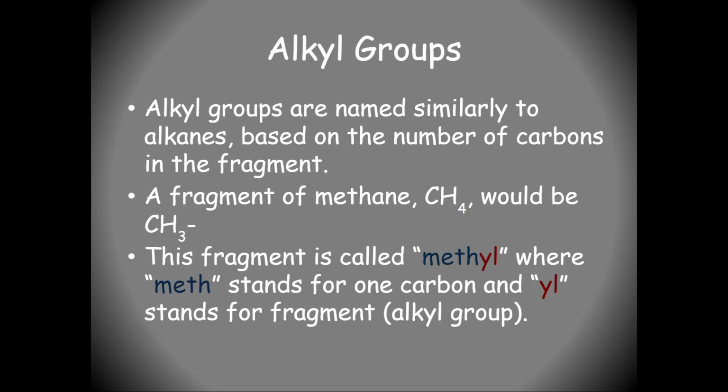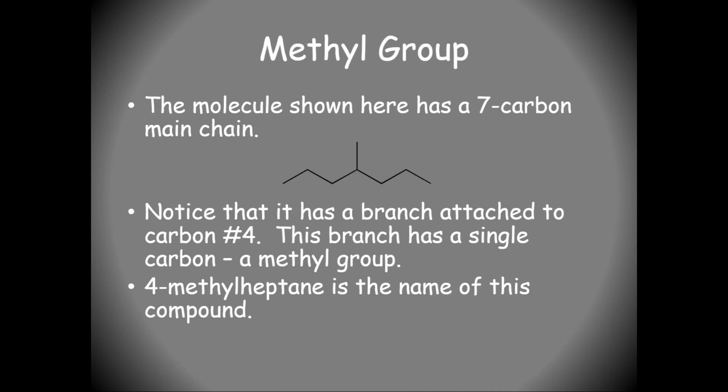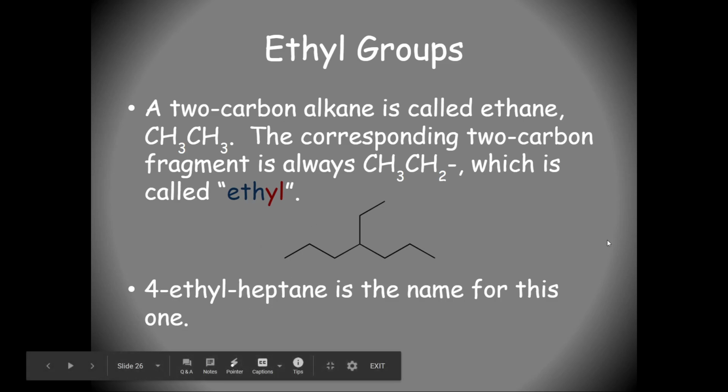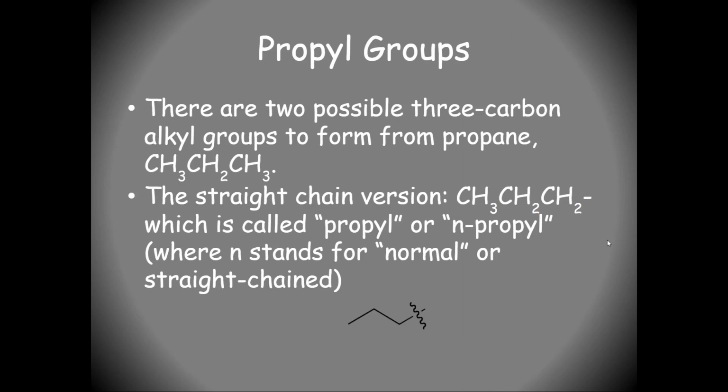For instance, when we have a CH3, which is a fragment of methane, it's a methyl group. You can imagine a straight chain molecule where a single methyl group comes off here, so this would be 4-methylheptane. Here we have an ethyl group coming off. This is 4-ethylheptane.